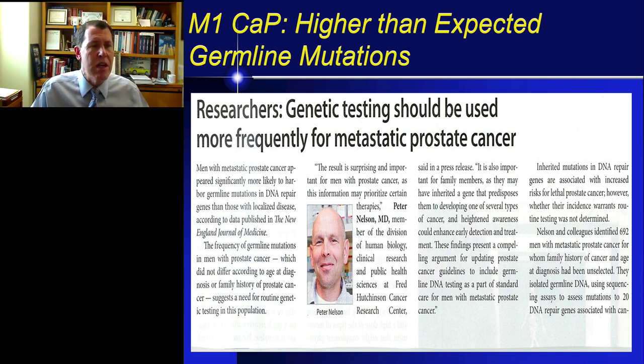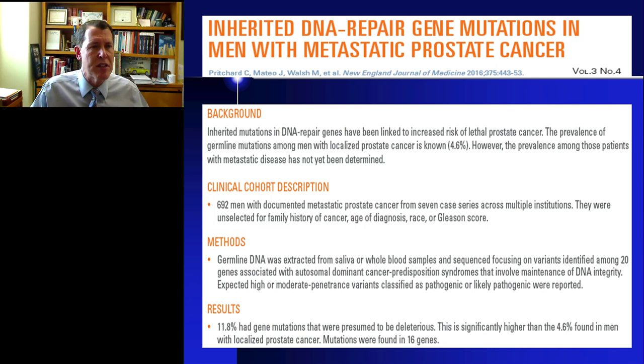And this is a paper from Pritchard and Associates from the New England Journal of Medicine from 2016, which I think is a real hallmark paper, a real classic, because this paper shows that about 12% of patients who present with newly diagnosed metastatic prostate cancer have a DNA repair gene mutation, a hereditary cancer mutation. So this was striking in that 12% of men with metastatic prostate cancer actually have hereditary prostate cancer. Pretty amazing.